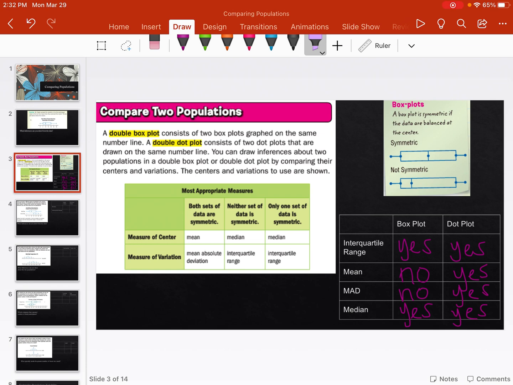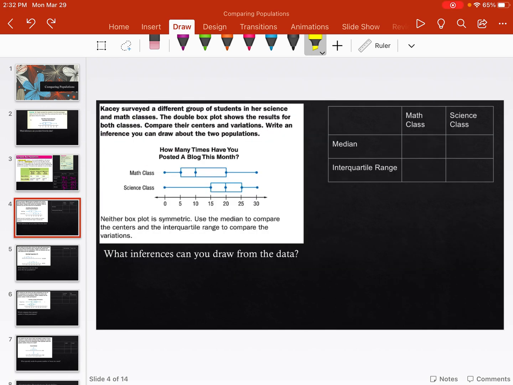So really the reason I'm showing you this and why this is important is right here. We cannot find the mean or MAD in a box plot. So even if both box plots happen to be symmetrical, we're still going to use the median and the IQR just because that's the only way that we really can compare them. Okay, so here are two box plots. And they're not symmetrical, but they're also box plots, so it doesn't matter. We're going to use our median and our IQR.